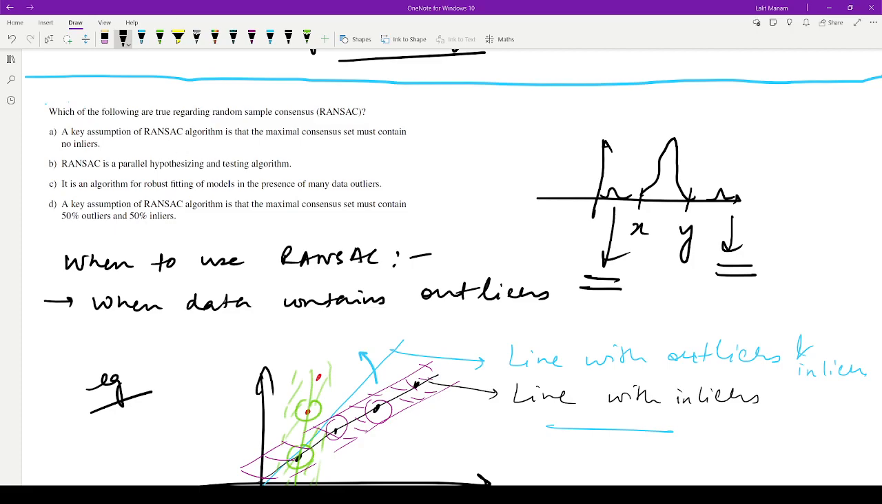Wrong, because it should contain all inliers, not no inliers. Or rather, no outliers. That's what we want, which makes the statement wrong. Okay, the next one is: RANSAC is a parallel hypothesizing and testing algorithm.